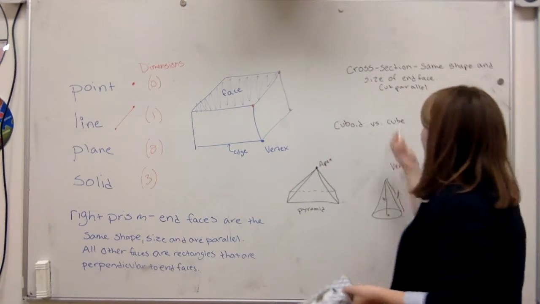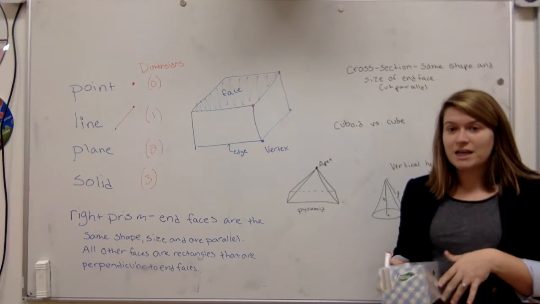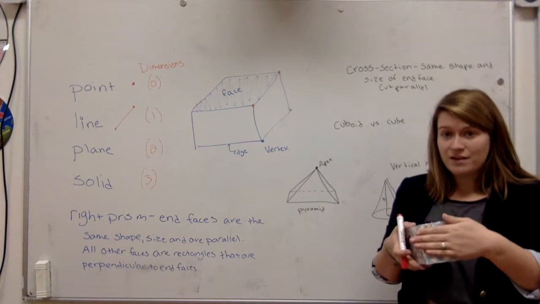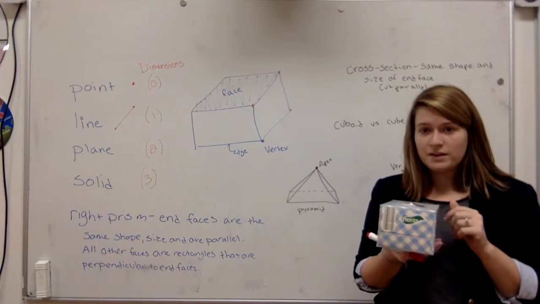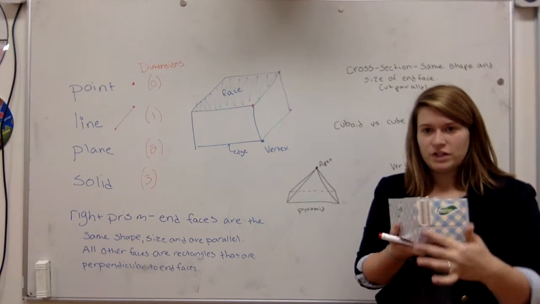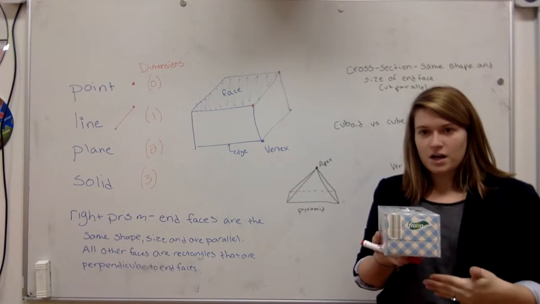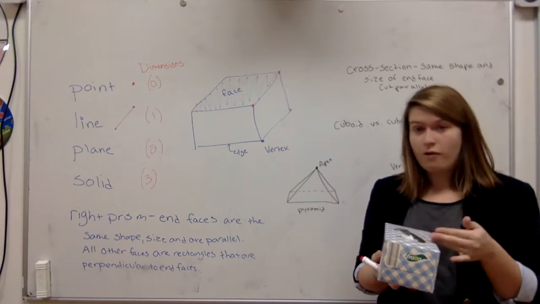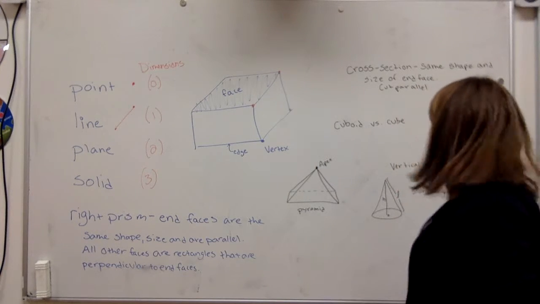We have one other thing about right prisms. It's called a cross section. A cross section is the same shape and size as one of the end faces, but it's cut parallel. So if we have this tissue box and this end of the tissue box, and we were to cut a slice right here, it would also be the same shape and size. So that would be a cross section of this right prism.